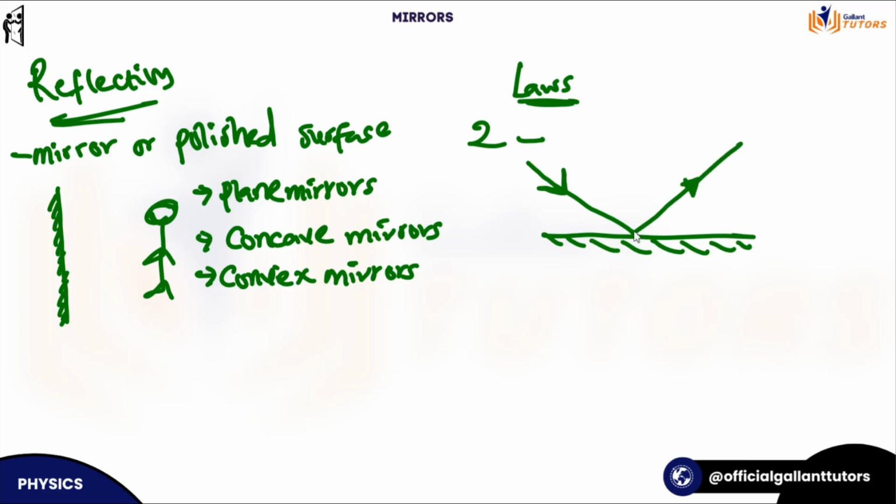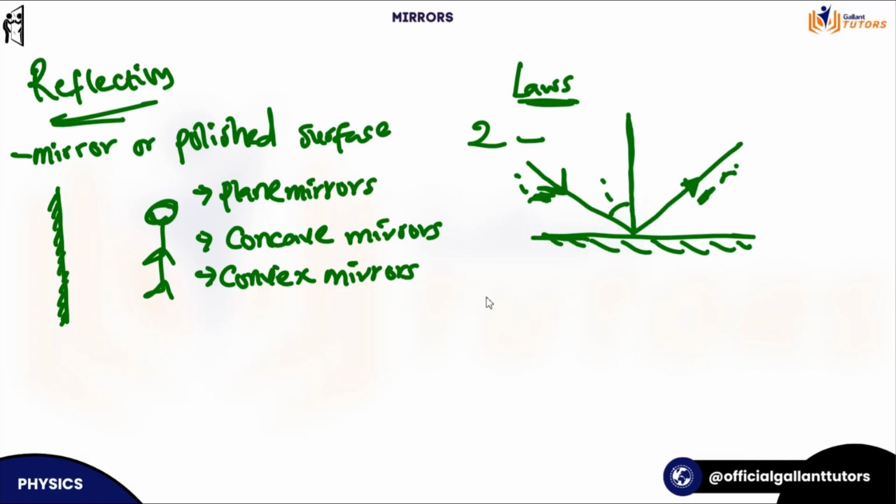Now, the normal is perpendicular to the surface. This is the normal. This is the incident ray, while this is the reflected ray. So the first law again states that the incident ray, which is this, the reflected ray, and the normal all lie on the same plane. This is the same plane.